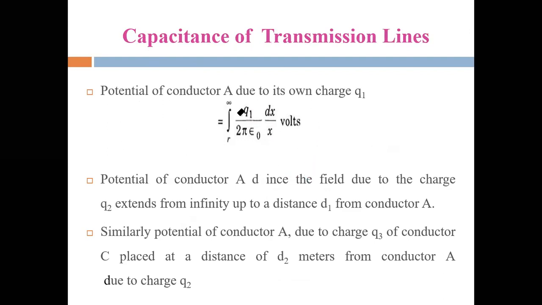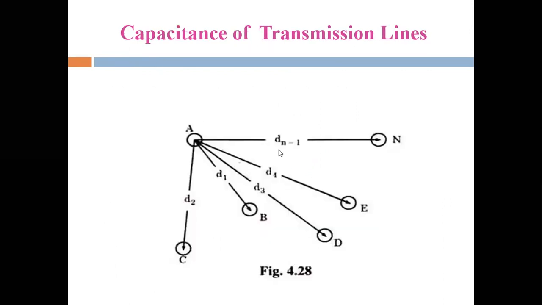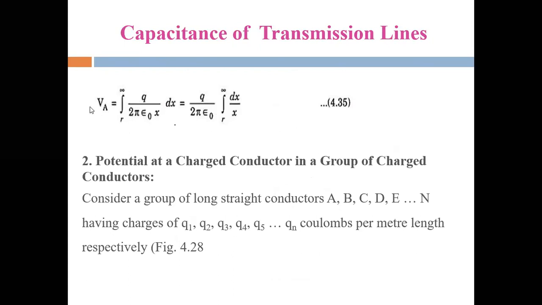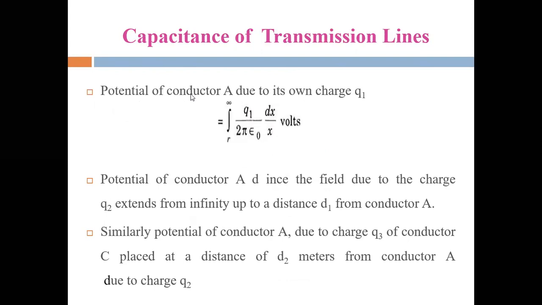Okay, therefore the potential of a conductor A due to its own charge, that was already derived in the previous derivation. That is V = Q by 2 pi epsilon naught integral R to infinity dx by x. This is the potential difference at a charged conductor A, its own potential difference, due to its own charge Q1. Therefore VA is equal to integral R to infinity Q1 by 2 pi epsilon naught dx by x volts.